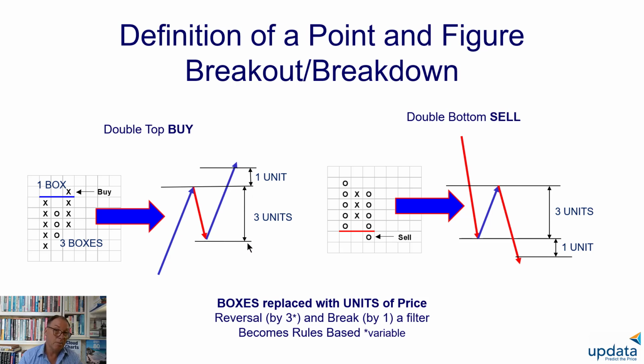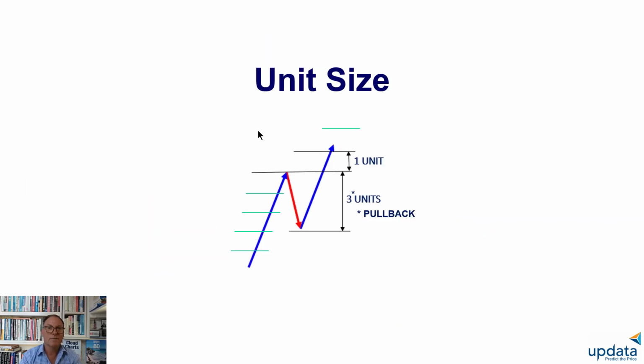So how much of a pullback do you need? If you're using $1, you need $3, and you need an extra $1 to break out. If you're using $10, you need $30 and $10 to break out. So the unit size is what defines the sensitivity of the chart. And so this is a really important aspect of using the charts.